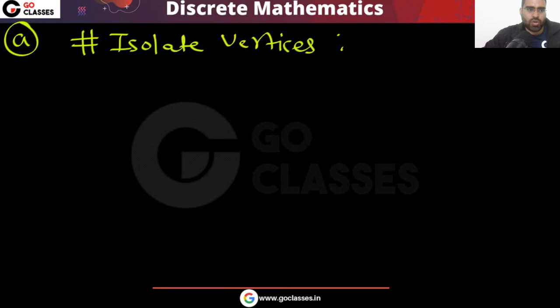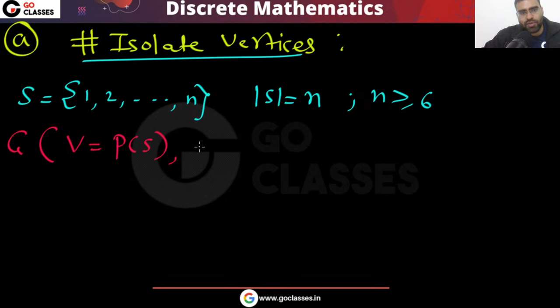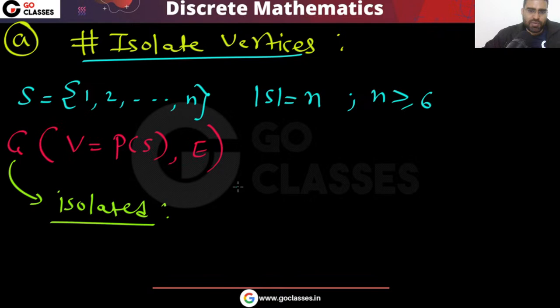How many vertices are isolated? The question is asking the number of 0 degree vertices, the number of isolated vertices. So you have a total of 2 power n vertices. How many isolated vertices will be there? Remember, this is your set S, in which you have n elements, where n is already given in the question. The power set is the set of vertices and there are edges, we already know. Now, in this graph, which vertices are isolated? You can notice that this vertex is isolated.